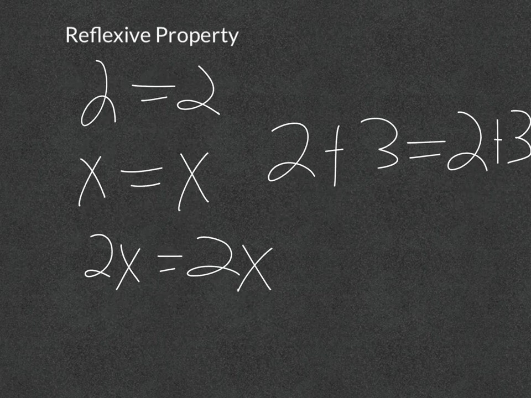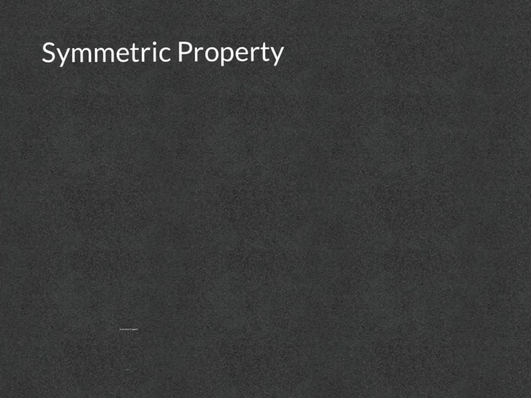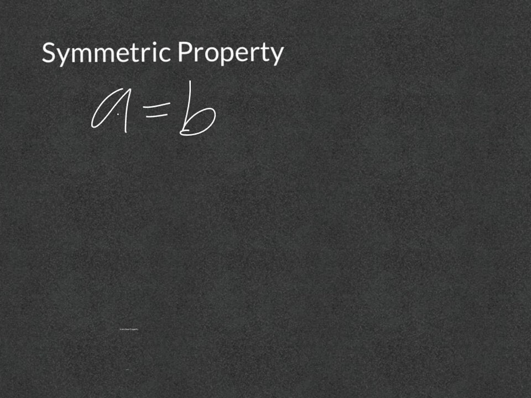The next property is the symmetric property. Let's make it bigger, okay? So the symmetric property means that if the first quantity is equal to the second, then the second is equal to the first, right? So if A is equal to B, then B is equal to A, right?